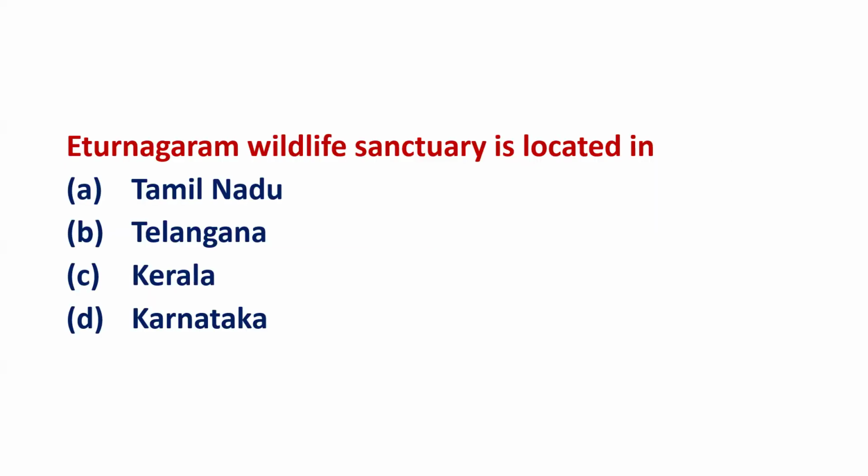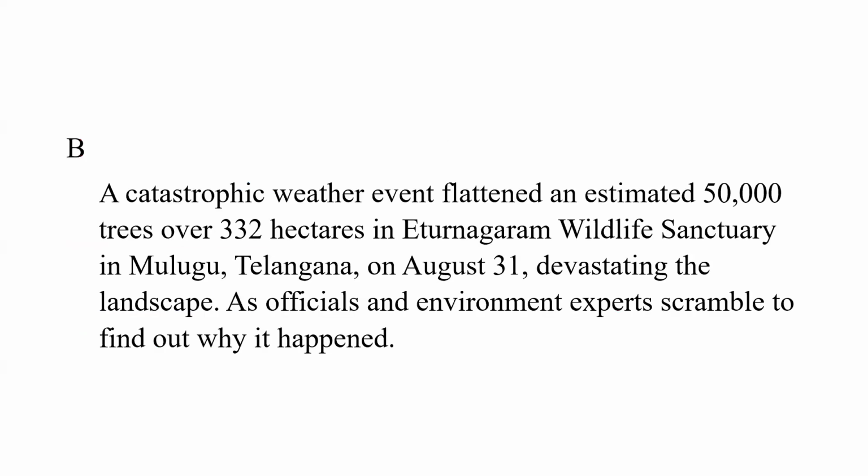Okay. Then, Eturnagaram Wildlife Sanctuary is located in which one of the following states? Options: Tamil Nadu, Telangana, Kerala, Karnataka. The answer is Telangana. A catastrophic weather event flattened an estimated 50,000 trees over 332 hectares in Eturnagaram Wildlife Sanctuary in Mulugu, Telangana on August 31st, devastating the landscape. And the researchers are researching it. It was in the news.